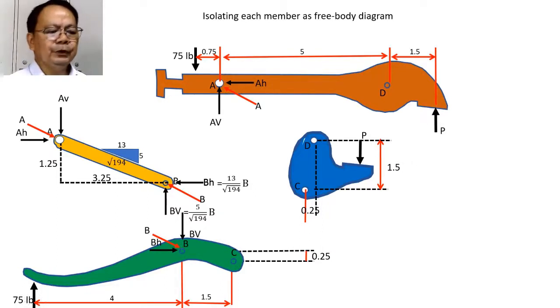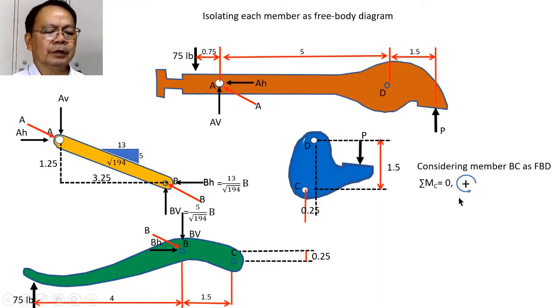If we isolate member BC as the FBD, this lower part of the vise grip, and we take the moment summation about C, and we consider the counterclockwise direction, using the sign convention that we have used before, as positive, then from here we can solve the value of B. Now, let us show the moment equation that we will see here.